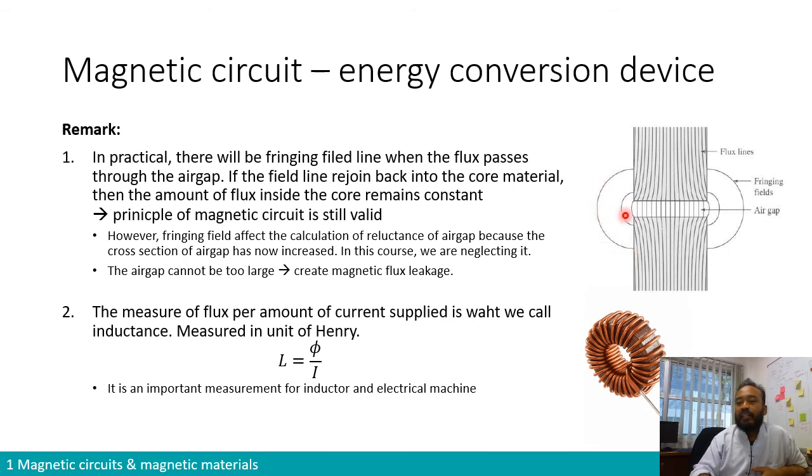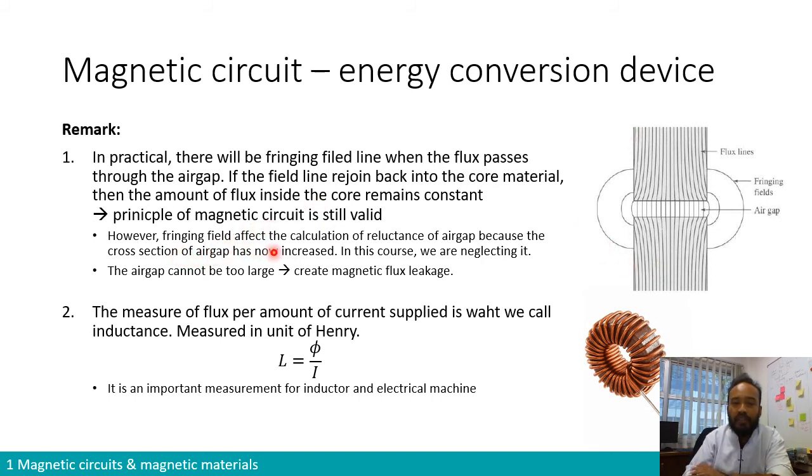So if you look at the surface area that the flux takes, or the magnetic field takes in the air gap, it is much larger. But this fringing field is minimal if the air gap is quite small. So in principle, the difference would be just a small error due to the calculation of the surface area A of the air gap. But nonetheless, if it is small enough and all the magnetic flux still goes through the core, then the principle of magnetic circuit is still valid because all the flux still circulates in the core.